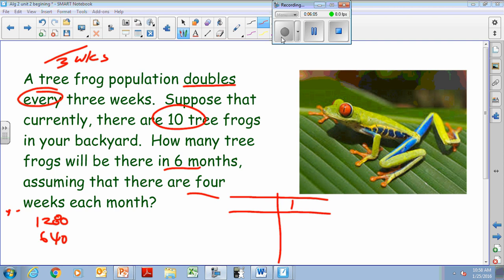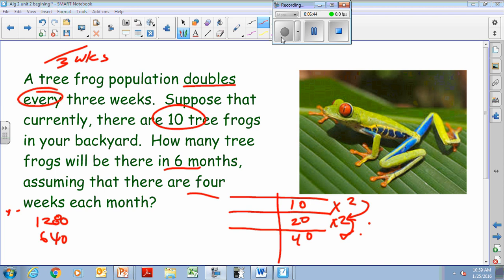So you start with 10. Then we know it doubles every 3 weeks. And so to get down to the next line, you're going to have to multiply by 2, so 10 is going to double and become a 20. The next 3 weeks is going to double again, times 2, and it's going to become a 40, and that's going to go on for a while. We just got to figure out how long it goes on, and then we'll find out if it's the 1280 number or the 640 number. Both are, I guess, good numbers.